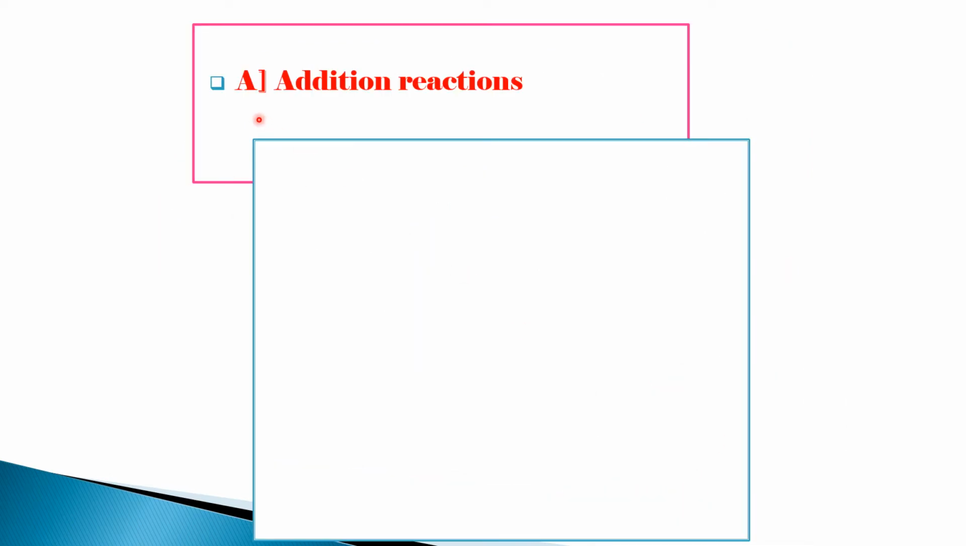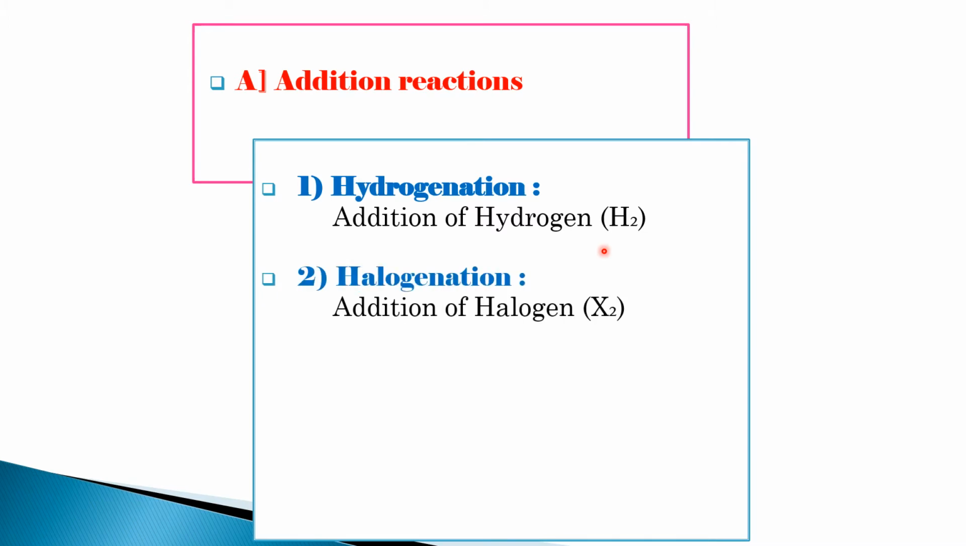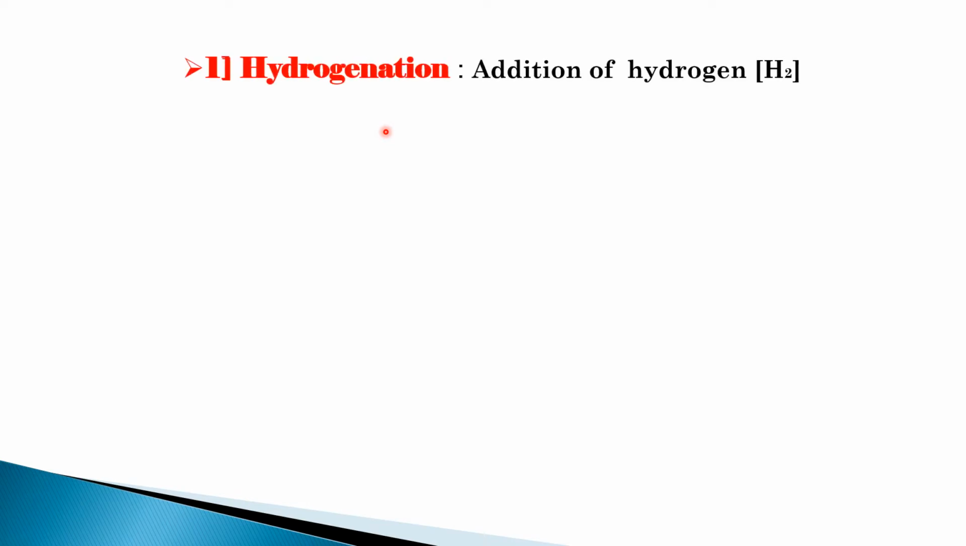Then first, addition reaction. Hydrogenation, that is addition of hydrogen. Second, halogenation, that is addition of halogen. Third one is hydrohalogenation, that is addition of hydrogen halide. And fourth one is hydration, that is addition of water. Then first addition reaction is hydrogenation. What is meant by hydrogenation? Addition of hydrogen or H2 is called hydrogenation.